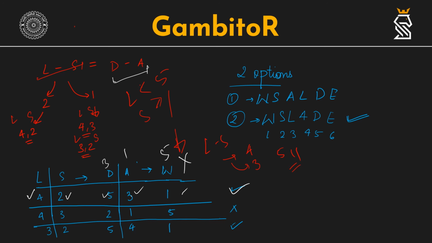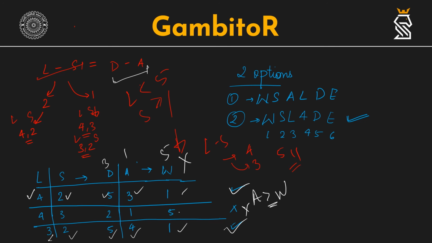Okay. So for L being 4 and S being 3, D has to be 2 and A has to be 1 for D minus A to be 1, and subsequently W becomes 5, but that's not possible as A is greater than W. So this is not possible. Okay, so for 3 and 2, L becomes 3, S becomes 2, D becomes 5 and A becomes 4 to maintain the difference to be 1, and subsequently W becomes 1. Now this is possible and it satisfies.